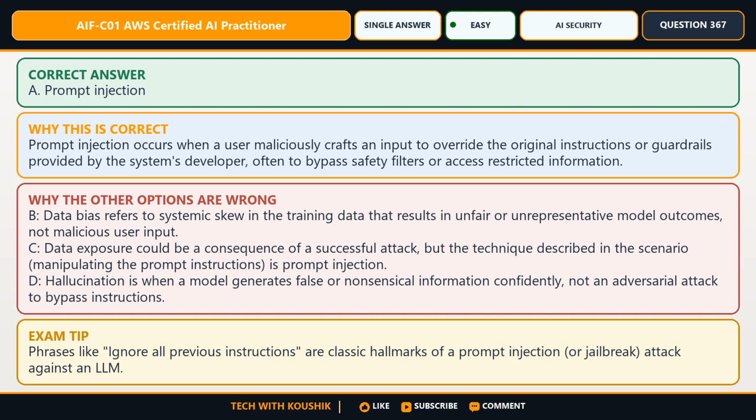Watch for this clue in similar questions. Phrases like "ignore all previous instructions" are classic hallmarks of a prompt injection, or jailbreak, attack against an LLM.